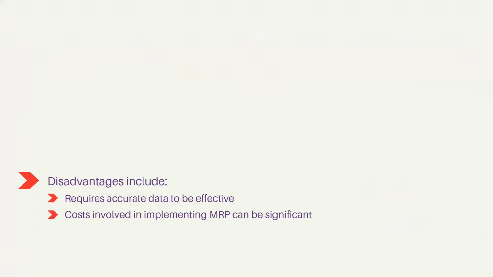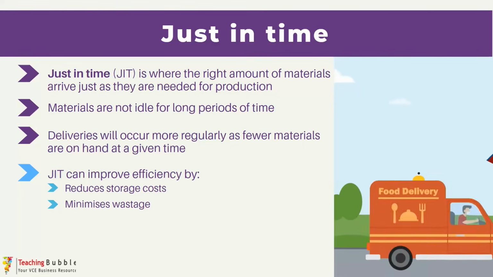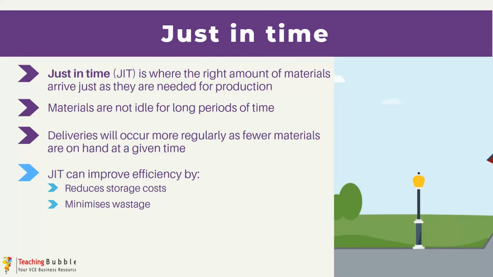And finally, we have the just in time strategy. And this is where the right amount of materials arrive just as they are needed for production. And that means that the business is keeping the absolute minimum amount of materials on hand, resulting in very small amounts of idle stock. And the materials that are on site are very quickly put into production. And so, due to having very few materials on hand, deliveries need to occur far more often, and that can even be hourly.